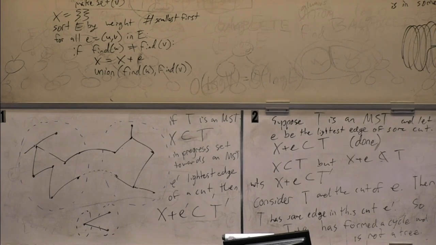Any questions on just T plus E? Yeah? So T is some MST. T plus E is where we add the lightest edge of a cut. We choose a cut and we add the lightest edge to T. We're supposing that E is not chosen by the MST, but it's the lightest edge of some cut. Then we add it to T, and we notice that it's a cycle. So we're going to remove some other edge, E prime, that exists in the cut. So T prime is going to be T plus E, but then remove E prime. Yeah?